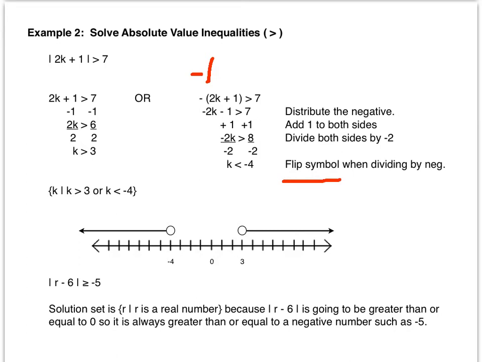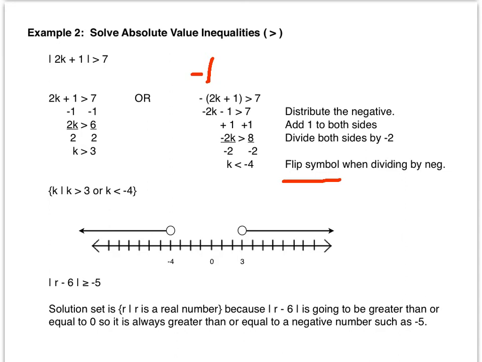So our solution is for all numbers k such that k is greater than 3 or k is less than negative 4. Because we have greater than and less than symbols, our dots or circles are going to be open. So k is less than negative 4 is going to be an open circle on negative 4 with the arrow pointing to the left because that's where the numbers are less than negative 4. And k is greater than 3 is going to be an open circle on the 3 with the numbers to the right because that's where the numbers are going to be greater than 3.